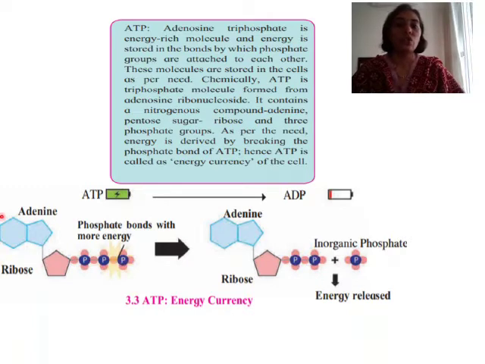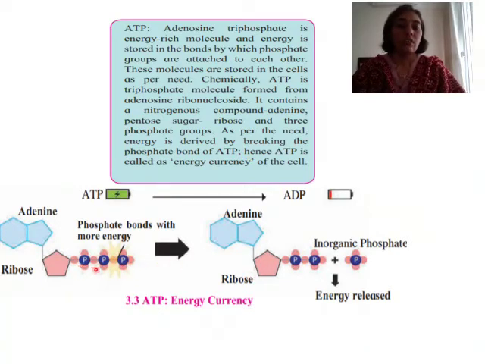So where are these stored? The ATP molecules are found inside the cells, and whenever energy is required by the cell, one of the phosphate groups is going to be detached. It is going to get released from the other 2, and that releases energy which can be utilized by the cell. So as per the need, energy is derived by breaking the phosphate bond of ATP. The phosphate bond you are seeing here is broken so as to release energy.